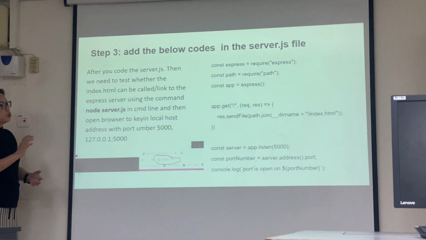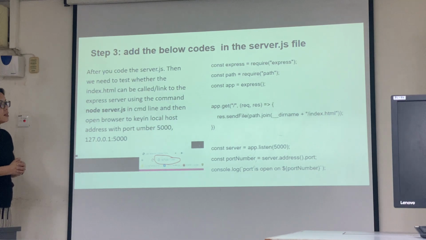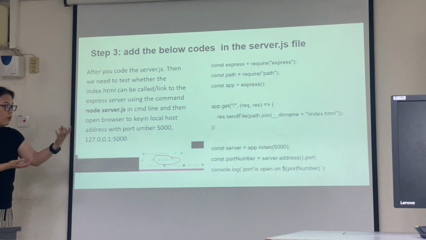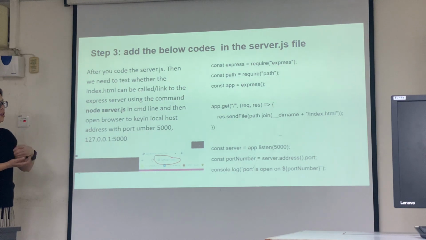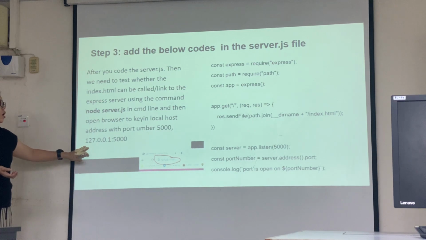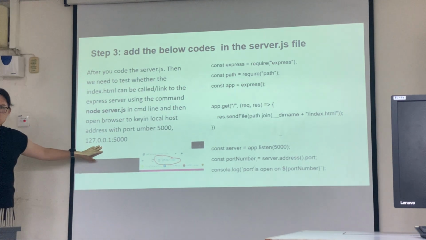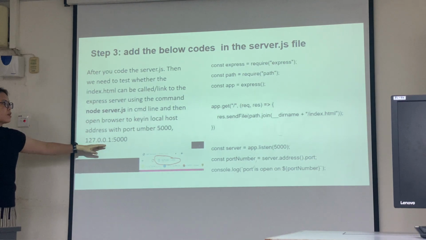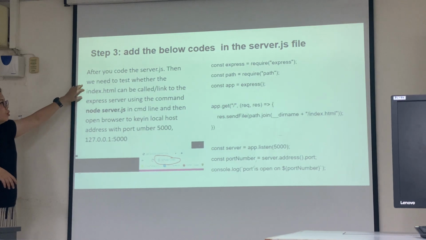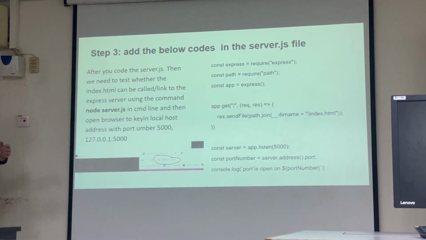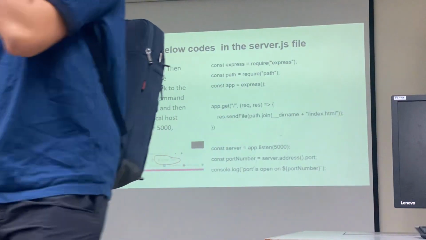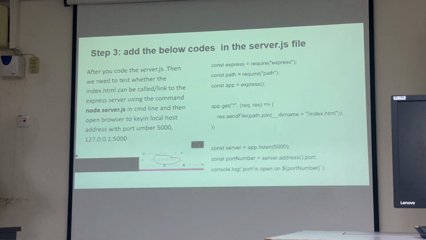Now, step number 3 is we need to have a server script. How do we write our server script? We just want to look for our file and listen, to have this front end server, looking for 127.0.0.1. We need to make our PC itself a front end server. That's why over this side we are using the loopback address with the port number 5000. After you code your server script, you need to test whether your index.html can be called or linked to the Express server using the command node server.js in the command line, and then open the browser to key in your localhost address and so on.